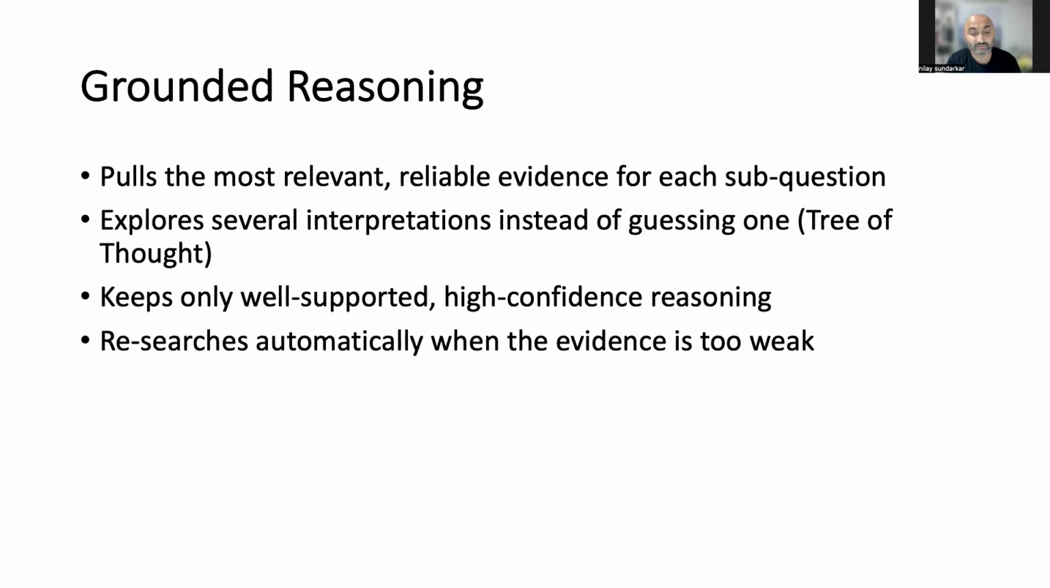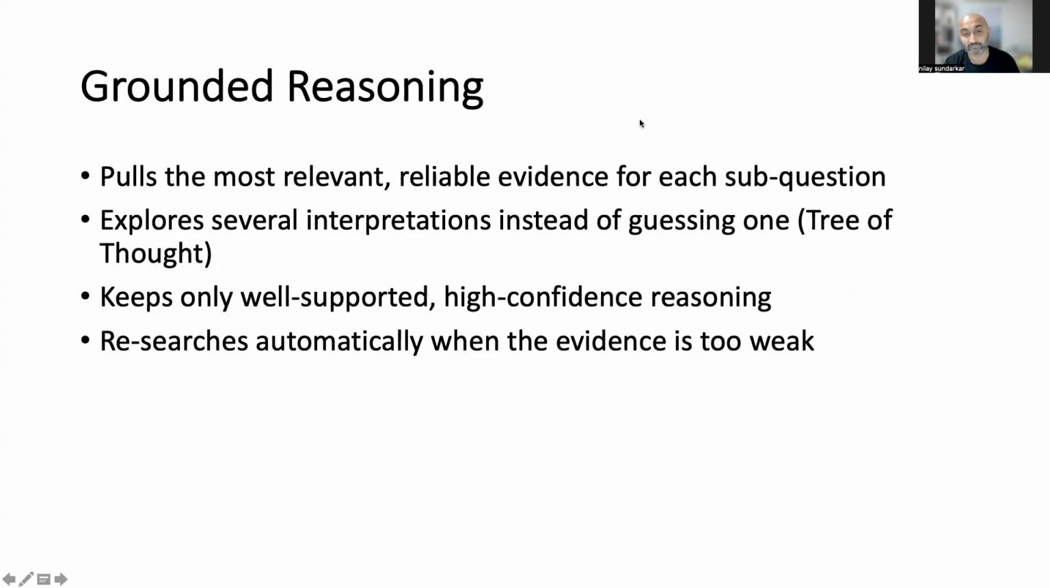Here is what makes the answers trustworthy. For every sub-question, the system pulls the most relevant and the most reliable evidence first. Then, instead of committing to the first explanation it thinks of, it explores several interpretations in parallel, a technique called the tree of thought, and keeps only the ones that are well supported and high confidence. And if the evidence is too thin, it automatically goes back and searches again. So the reasoning is always anchored to real evidence, not invented.